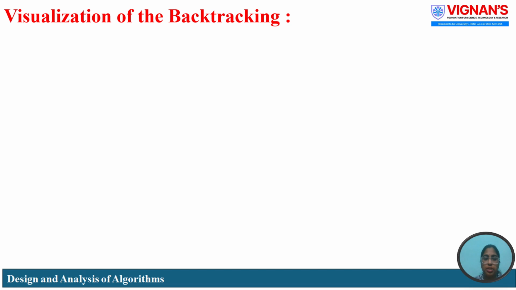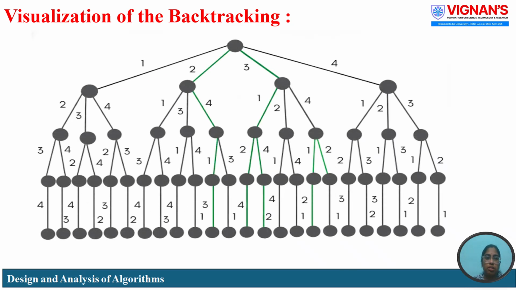Let's try to implement this solution in a state space tree. In a state space tree, in backtracking, we use depth first search to explore all the solutions. Here, each level of the tree represents placing a queen in a specific row. The numbers at each node indicate the column where the queen is placed in that row.